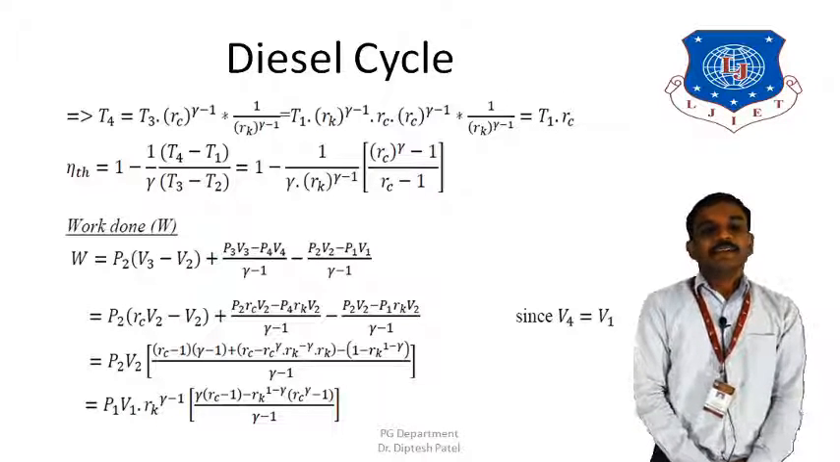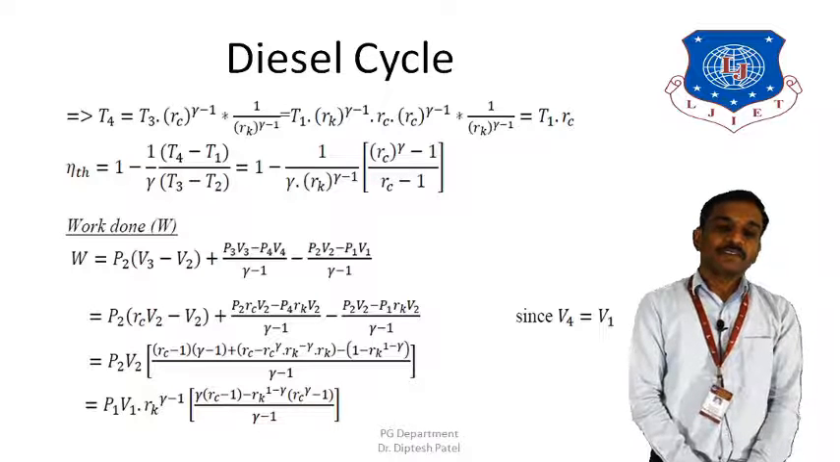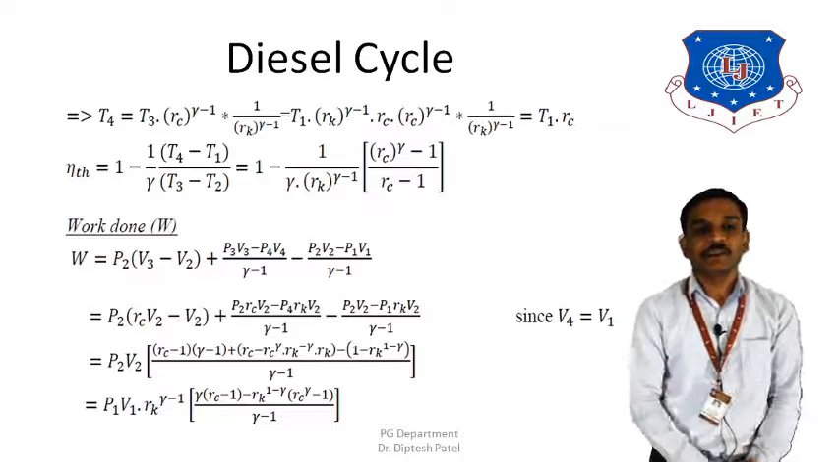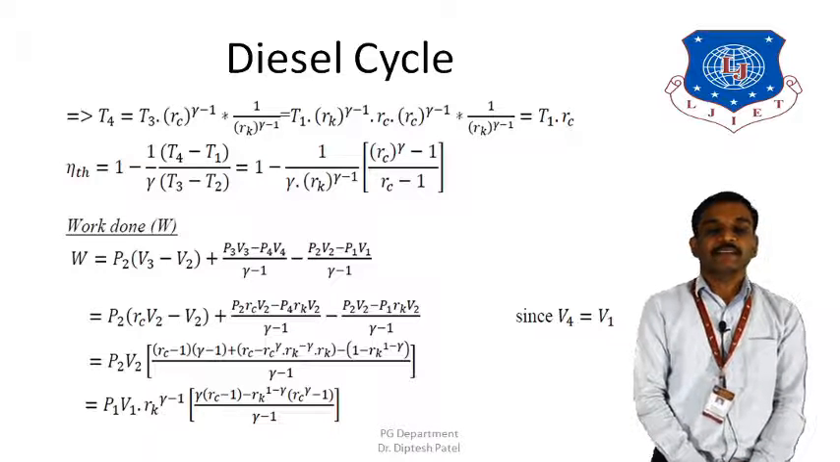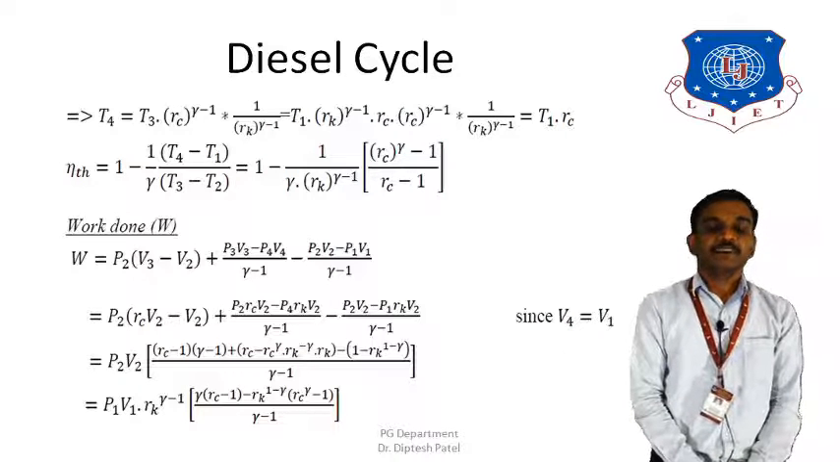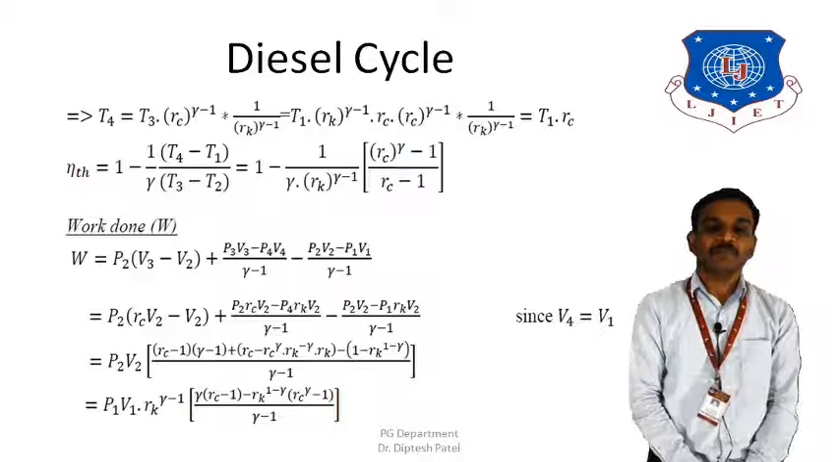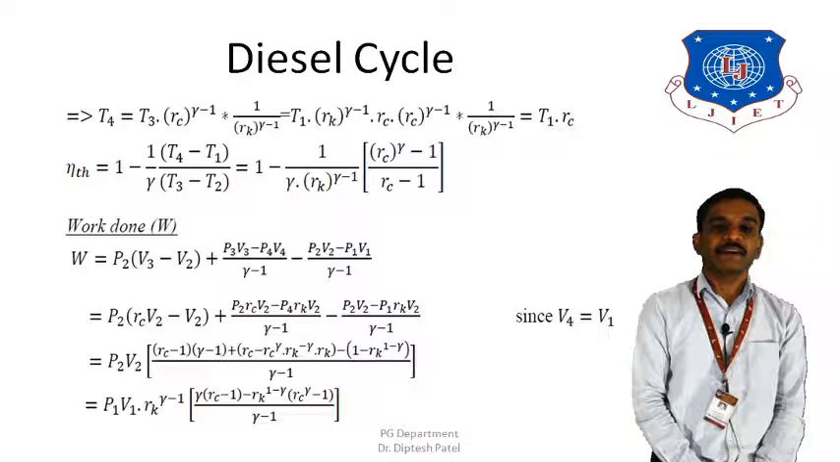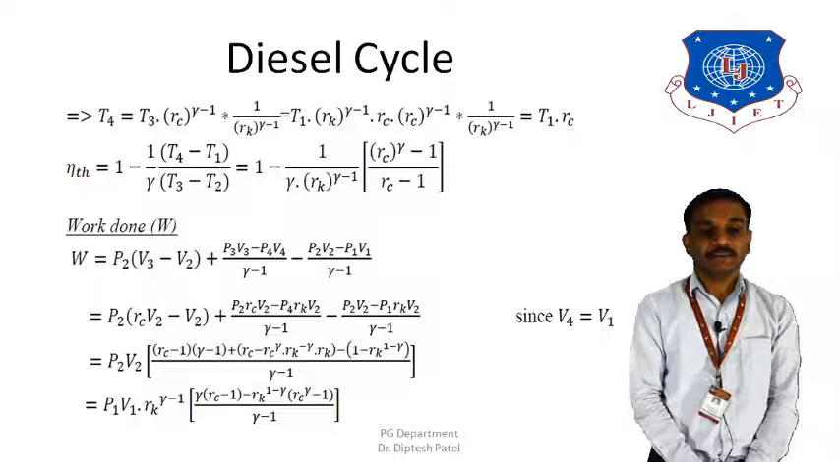Now let's go back to the thermal efficiency. The thermal efficiency was 1 minus 1 upon gamma, T4 minus T1 divided by T3 minus T2. So let's put the values of the various terms here and rewrite it. That can be rewritten as 1 minus 1 upon gamma, Rk raised to gamma minus 1 into Rc raised to gamma minus 1 upon Rc minus 1. So that is the thermal efficiency.